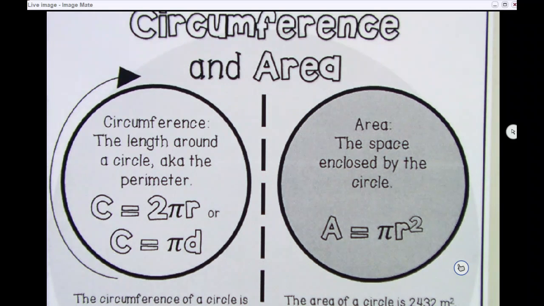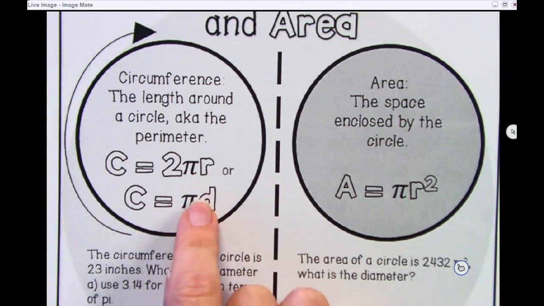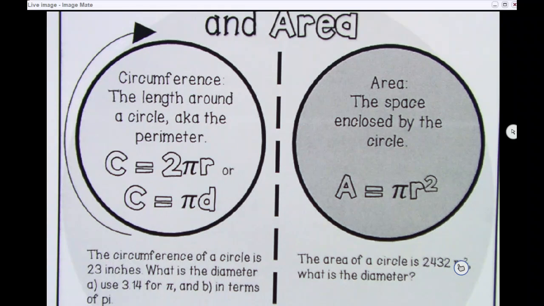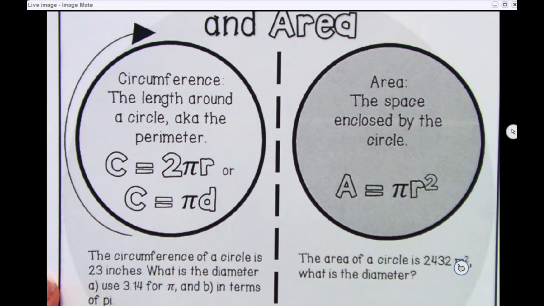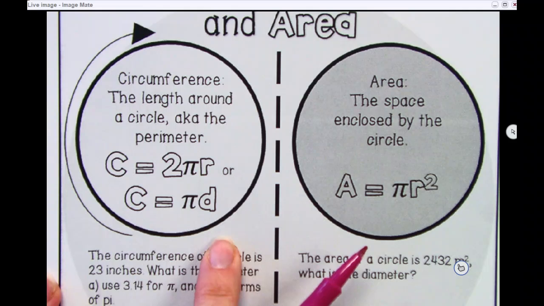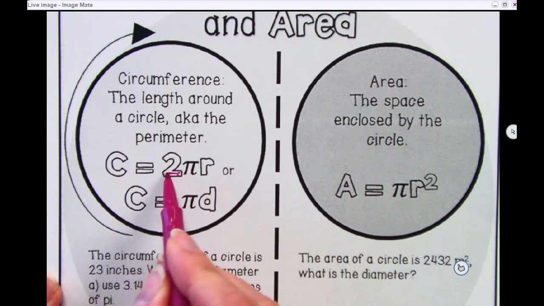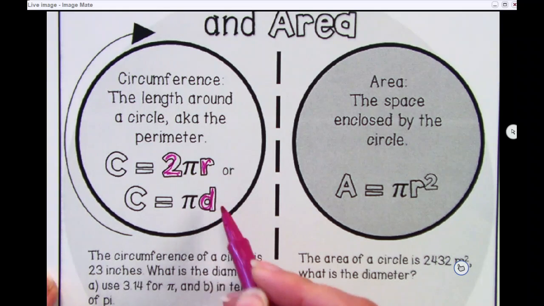All right, let's start with the circumference on the left-hand side. How come I have 2 formulas? And why do they both work? Because radius is half diameter. Okay, I'm going to rephrase that. 2 radiuses equal 1 diameter. So I've got my 2 radiuses, and that equals 1 diameter.